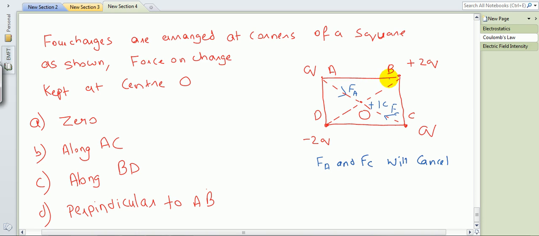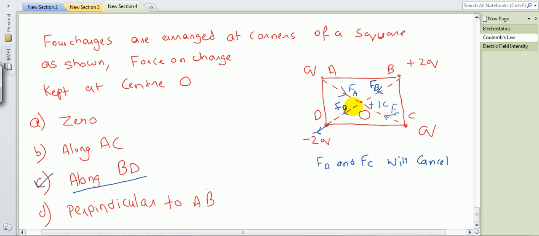Now we see the force due to the charge at B, that is plus 2q. It will also repel the plus charge, so the force due to this will be FB. The minus 2q charge at D will attract this charge, so it will be in the same direction as FB. Suppose this force is FD. As these two forces are in the same direction, the net force will be along BD. So from the given options you can see that the force is along BD.